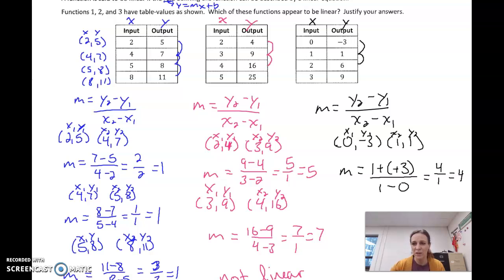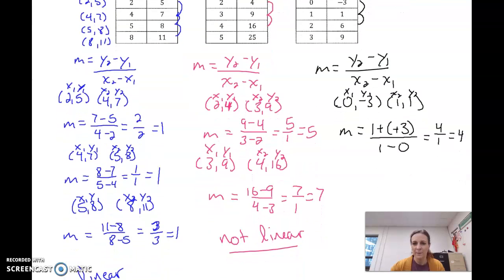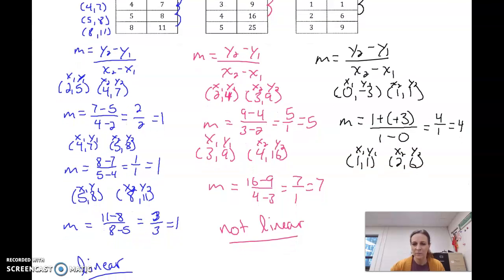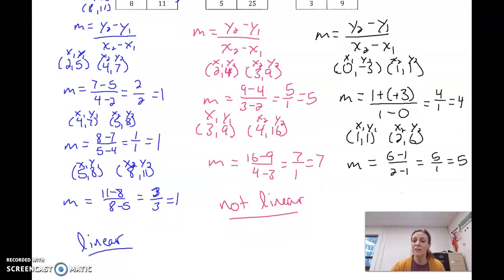That was going from here to here. So now let's go from 1, 1 to 2, 6. x sub 1, y sub 1, x sub 2, y sub 2. Difference in my y's here, so I'm going to go 6 minus 1 over 2 minus 1. 6 minus 1 is 5, 2 minus 1 is 1, and that's a 5. And that is a different slope. It is a different rate of change. It's not increasing by the same amount, so it's not linear.